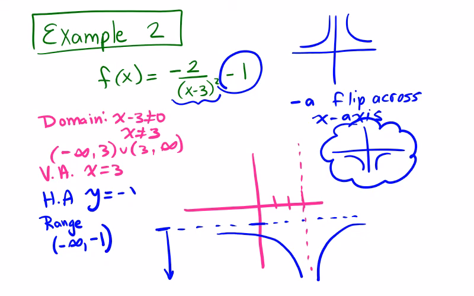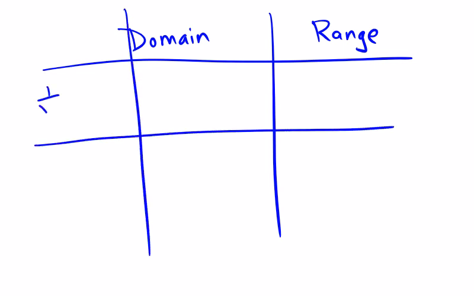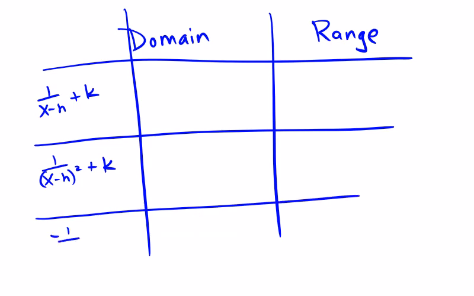With this 1 over x squared, one of the things that you need to know is the following. When we talk about domain and range for these, let's look at our overall domain and the range. We're going to look at 1 over x minus h plus k, and then 1 over x minus h squared plus k. And then our last one is negative 1 over x minus h squared plus k.